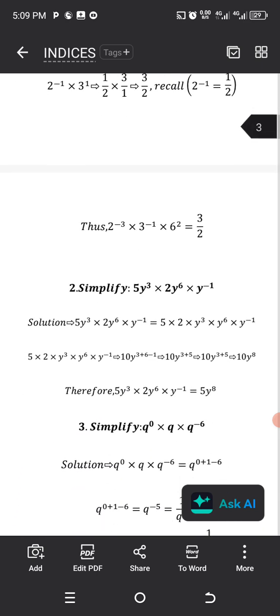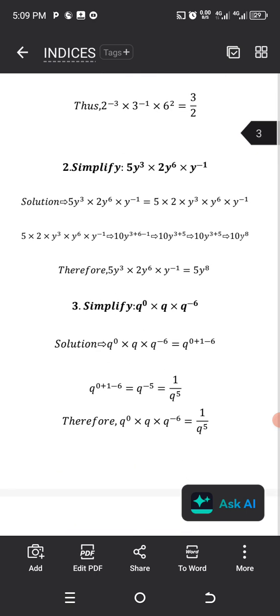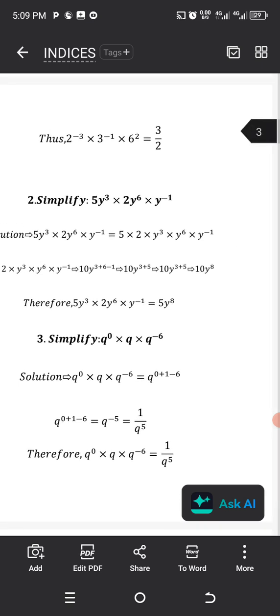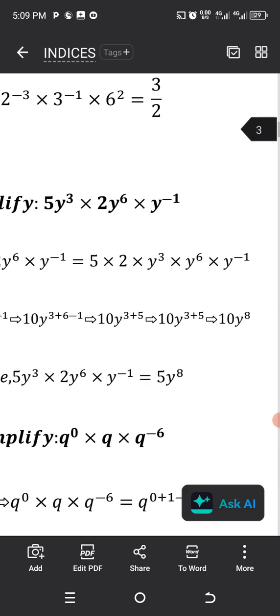So now let's move to question 2. Question 2 says that you should simplify 5y raised to power 3 multiplied by 2y raised to power 6 multiplied by y raised to power minus 1. And the solution is this. So the first thing is that you collect the like terms. That is why you can see the normal ones without an index, which are 5 and 2. So you are having 5 multiplied by 2.